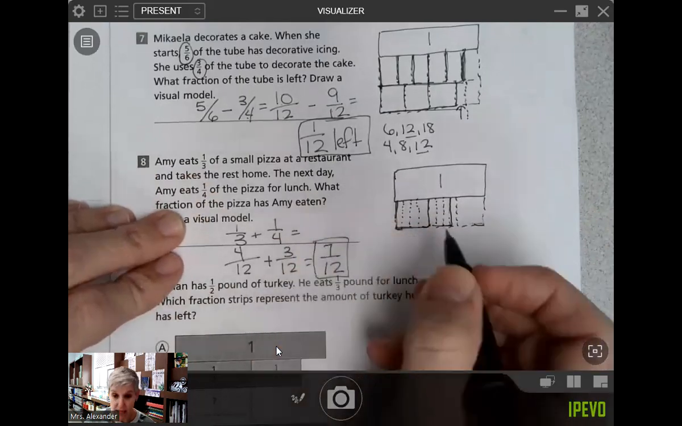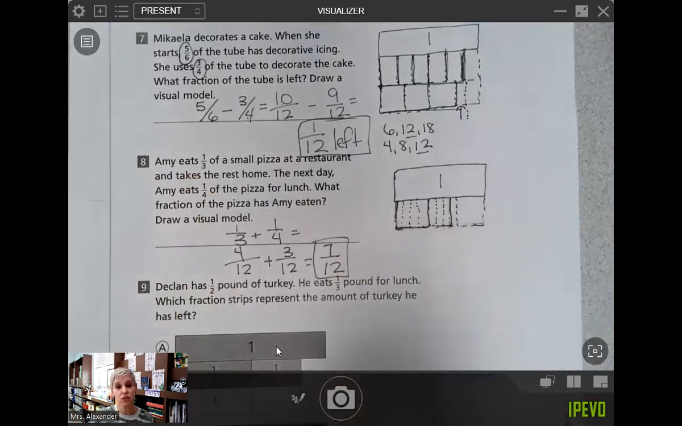Again, fraction tiles will be available to help you so that your models, if you need them, will look a little bit better. Mine aren't terrible, but they're not great. So they're working for me right now.